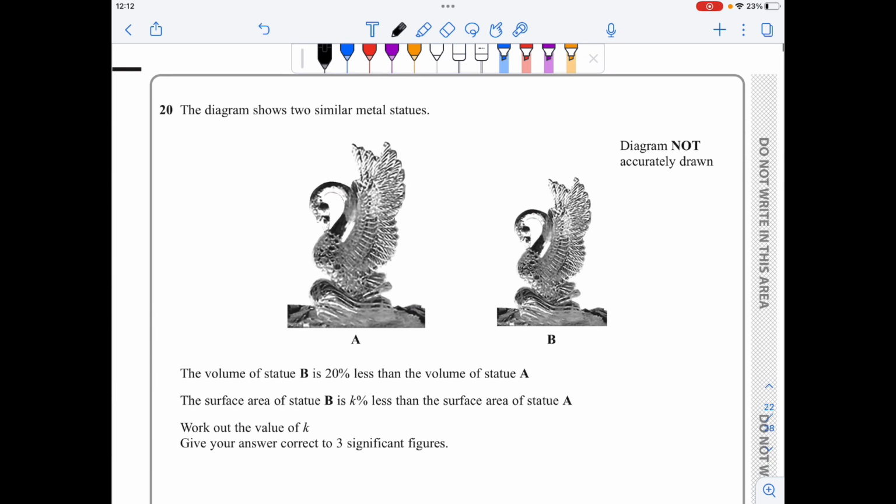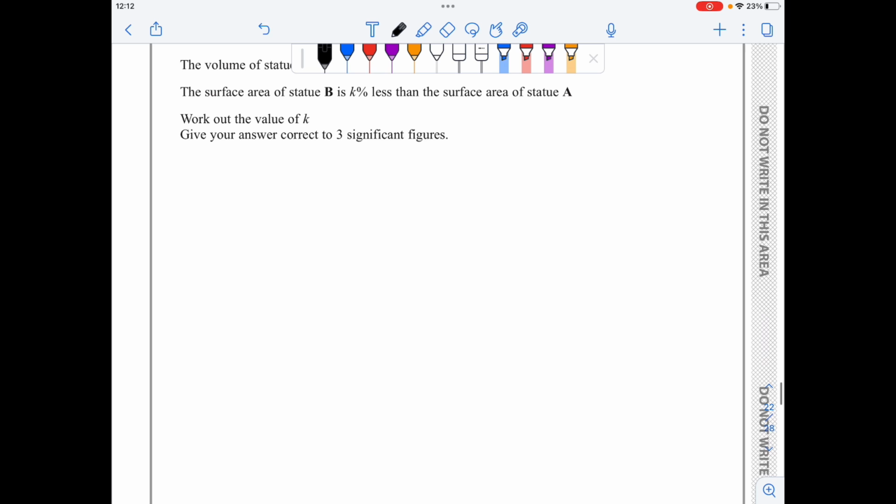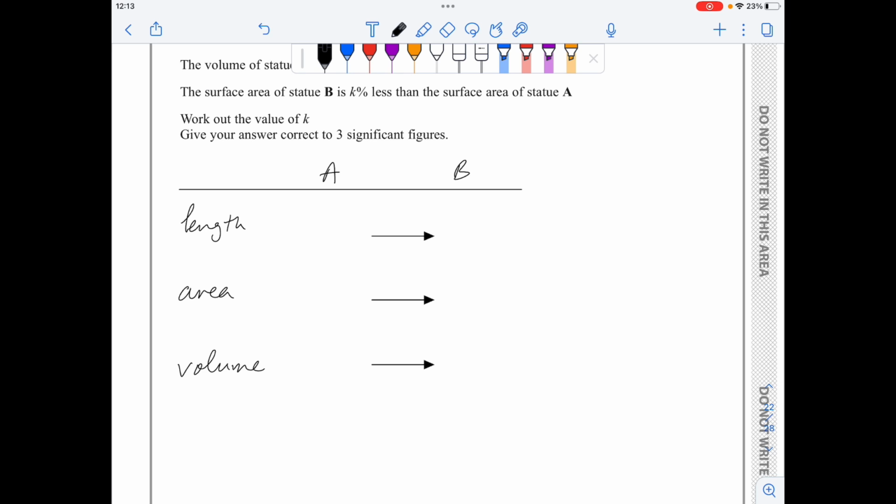For question 20, I'm being told that these two shapes are similar, and whenever I have this case, I always like working with the following setup. Now, usually I like writing K for the scale factor, but because K is already used in this question, I'm going to use SF for the scale factor. So when you have two similar shapes and there's a scale factor, the length is being multiplied by the scale factor, the area is multiplied by the scale factor squared, and the volume by the scale factor to the power of 3.